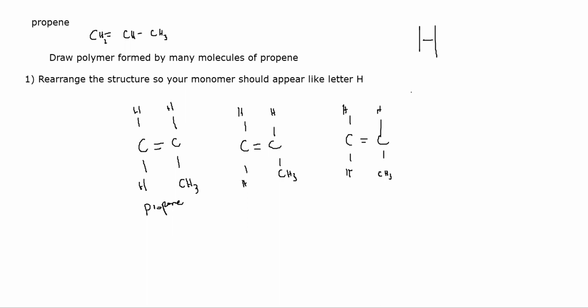Here CH3 will not make a branch. Why will it not make a branch? Because you select the longest carbon chain. When you select the longest carbon chain, you start here and finish at this point, so it's not a branch. We cannot put it beside the carbon, because if you put it here, you will be confused when drawing the polymer. So better your monomer should appear like letter H only. So it's CH3.